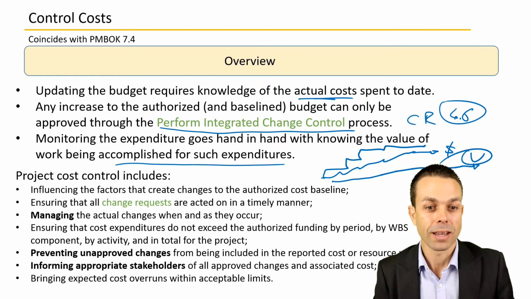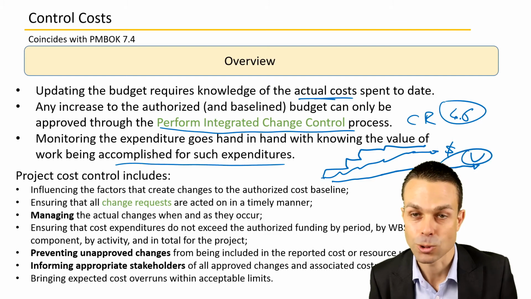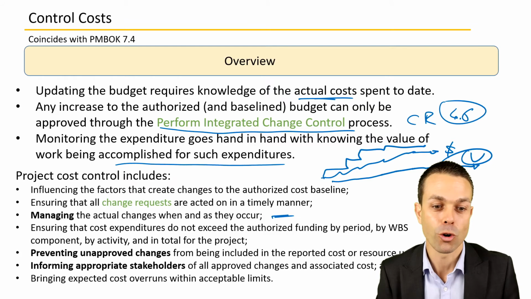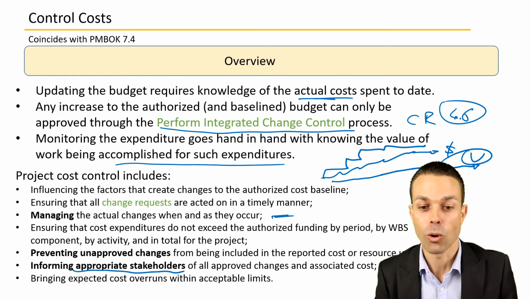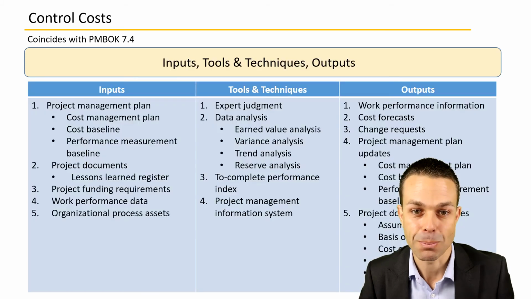Project cost control includes influencing the factors that create changes to the baseline, managing the actual changes when they occur, preventing unapproved changes, and informing the appropriate stakeholders of all approved changes and associated costs if and when that happens.